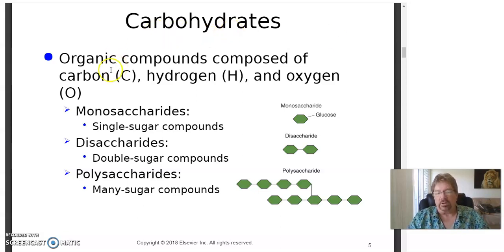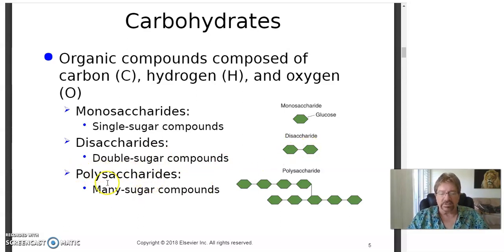Okay, carbohydrates, organic compounds, meaning they have a carbon backbone, composed of carbon, hydrogen, and oxygen. Monosaccharides, mono means one, are single sugar compounds. The best known is glucose, which is blood sugar. Glucose is the best known and most utilized of the monosaccharides. Very important to know. Disaccharides are two sugars bonded together. The best example of that is table sugar, which is called sucrose.